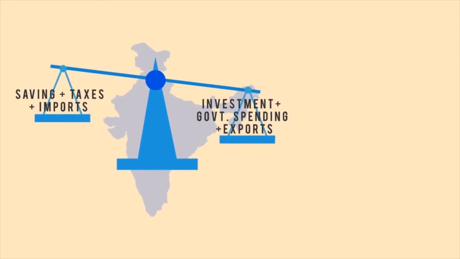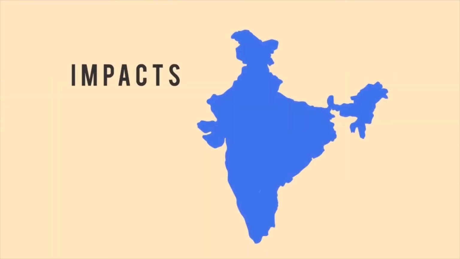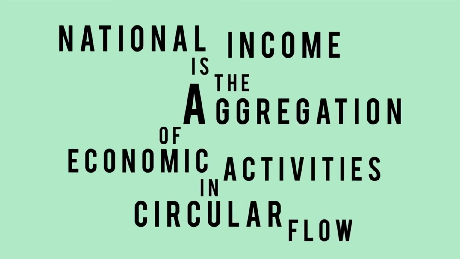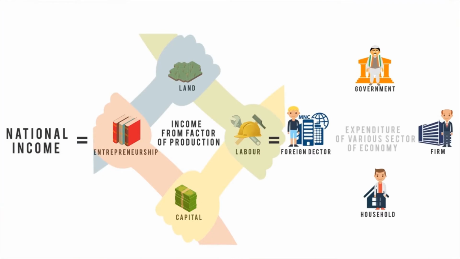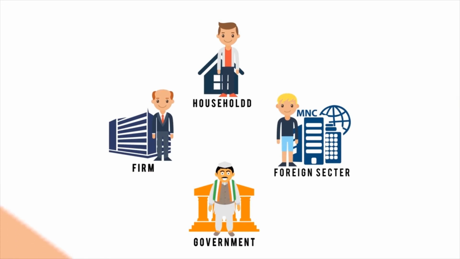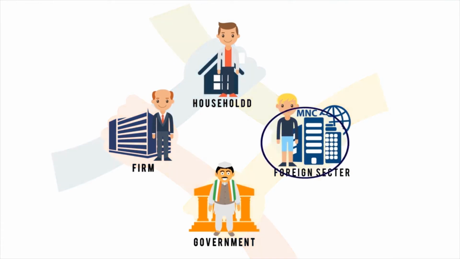Any imbalance in the equation points out the distortion in the circular flow and thereby the impact that occurs in the economy. It also helps in estimating national income, as national income is the estimation of aggregation of any economic activity of the circular flow. It is either the income of all the factors of production, or the expenditure of various sectors of the economy. Circular flow also helps us to understand the interdependence. All the sectors in the circular flow model are mutually dependent. They rely on each other and cannot fully operate without other sectors.